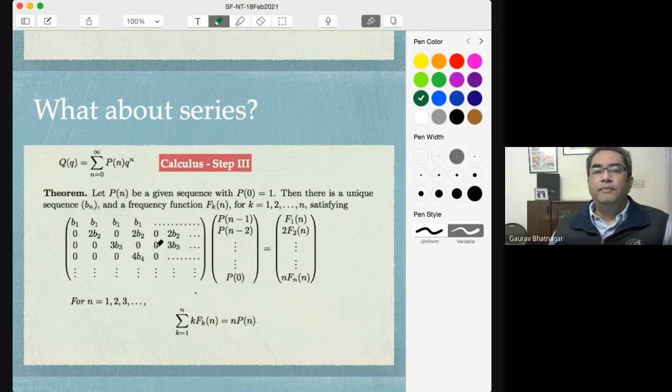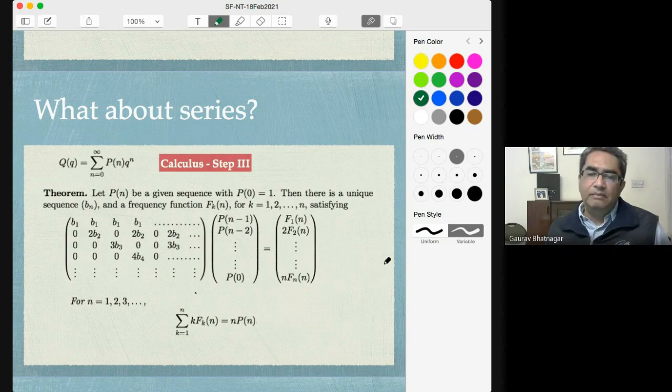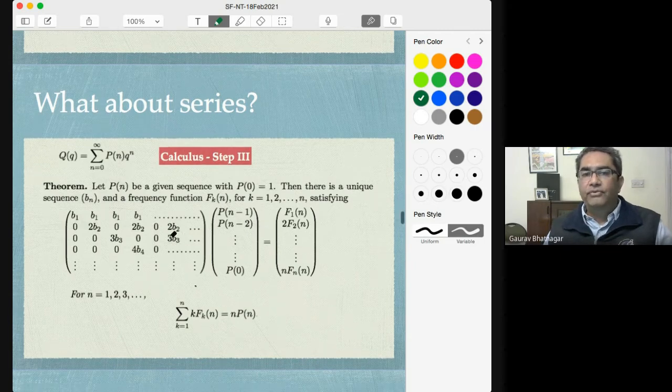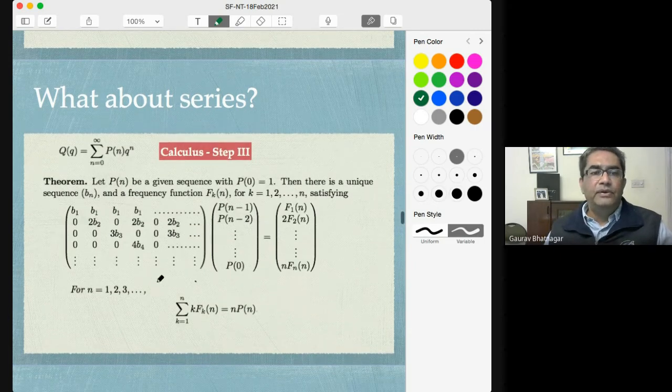So the same matrix essentially, and Pn is any sequence, and we start with 1 again. P0 is 1. Then there's a unique sequence Bn and an associated frequency function which satisfies this. Now, this frequency function has not been studied for anything except partitions. So it's entirely a new universe for us to explore for anything other than partitions, for sure.